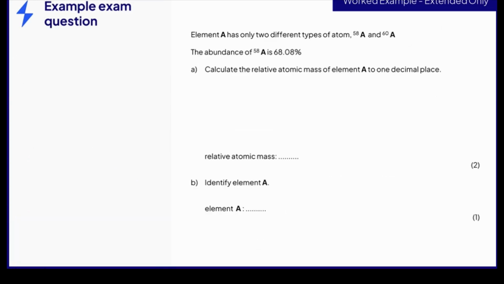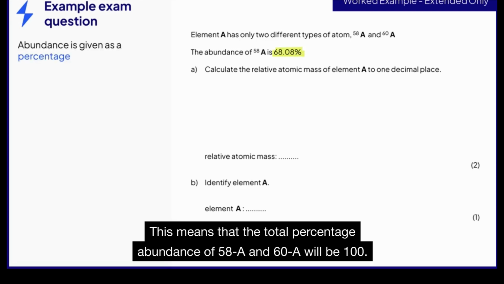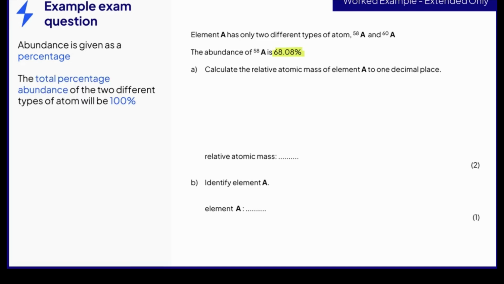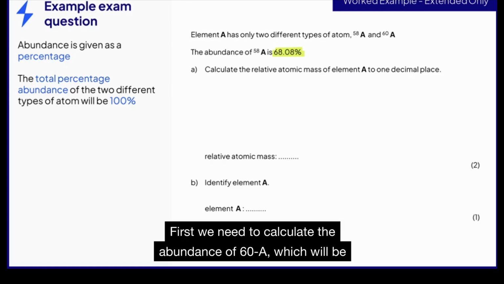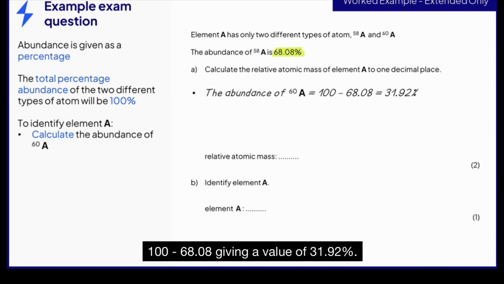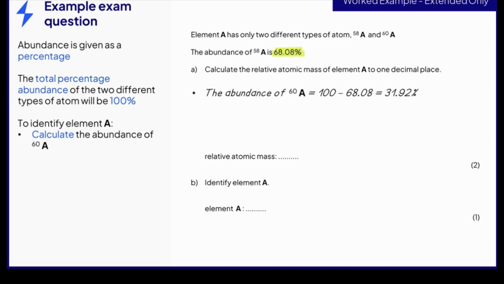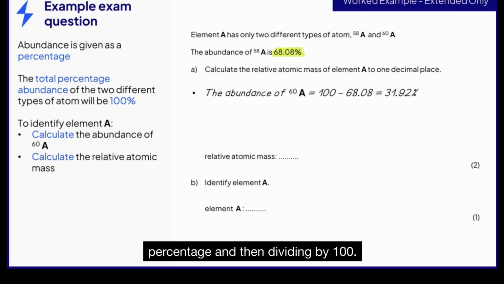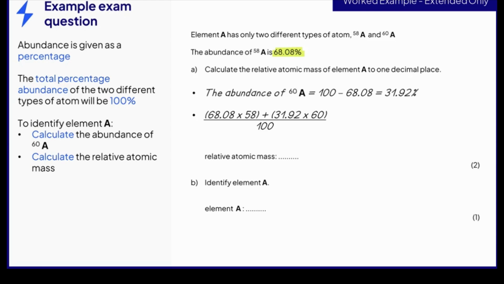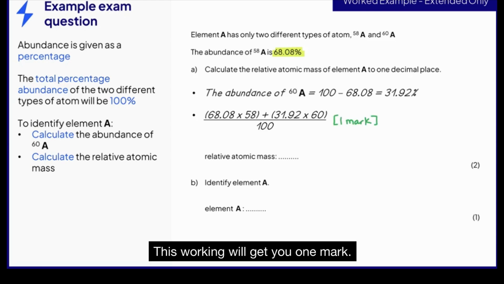In this question, we're working with percentages. This means that the total percentage abundance of 58A and 60A will be 100. Relative atomic mass calculations are very methodical. First, we need to calculate the abundance of 60A, which will be 100 minus 68.08, giving a value of 31.92%. Then we calculate the relative atomic mass by multiplying each mass by its percentage and then dividing by 100. This working will get you 1 mark.